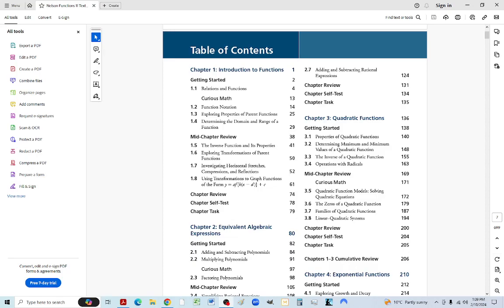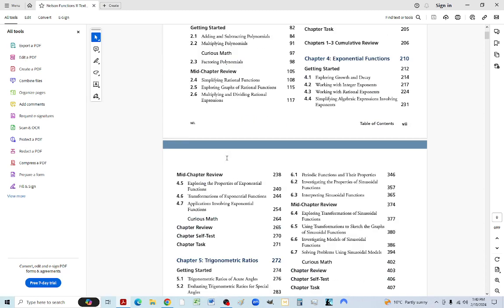Okay, Natalie, one thing I should teach you here is the chapters. There are 8 units in one chapter: relations and functions, function notation, exploring the properties of parent graphs, domain and range, inverse function, very important, transformations you're coming to, horizontal stretches you're coming to, and the general form. But that's not what I want to teach you.